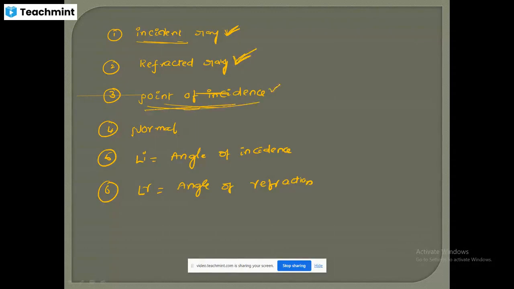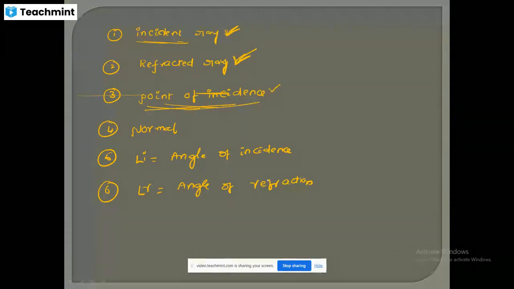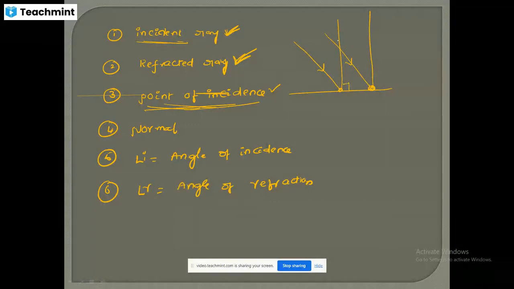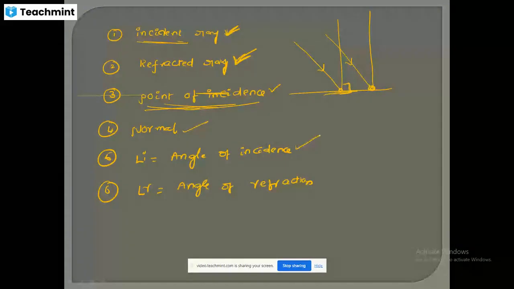Point of incidence: this is the point where light is incident. For example, this is a surface and this is an incident ray; this is the point of incidence. One more ray I can take, incident at this point; this point is called the point of incidence. What is the normal? Just draw the normal at this point. This is the normal. Don't draw the normal for the incident ray. Always draw the normal for the surface only. Okay. Next, normal is over, angle of incidence is over, angle of refraction is over.